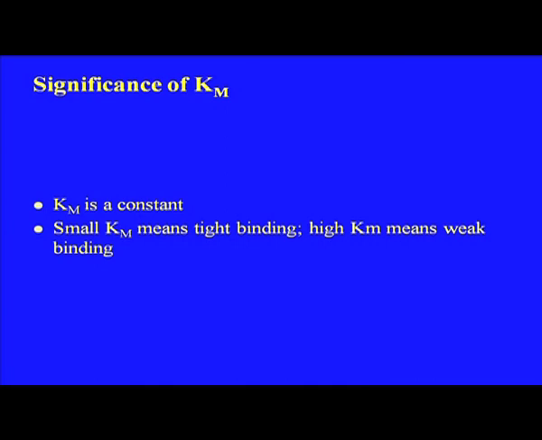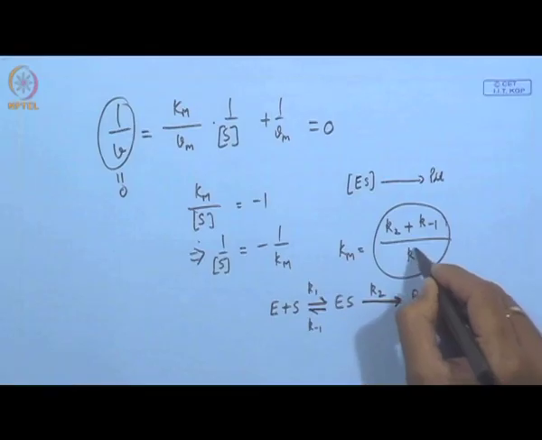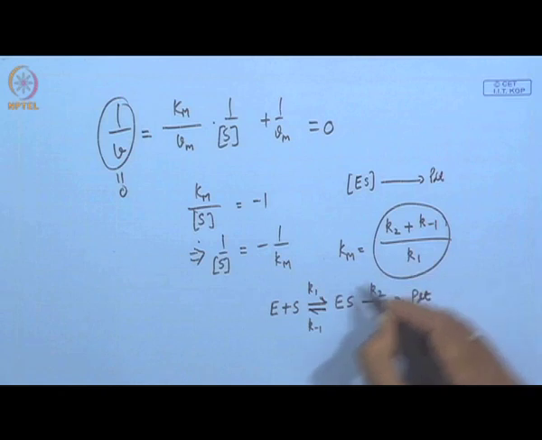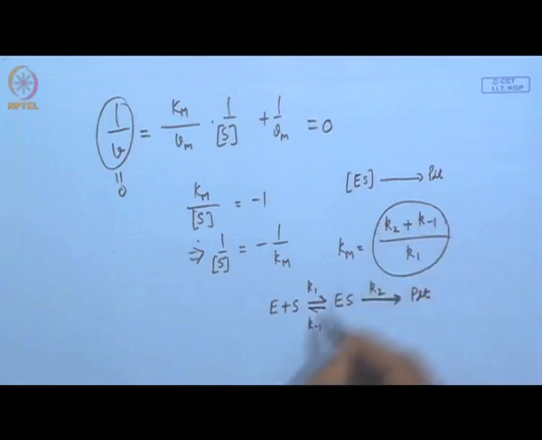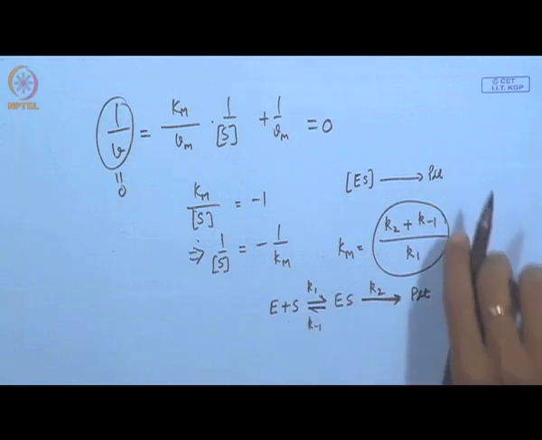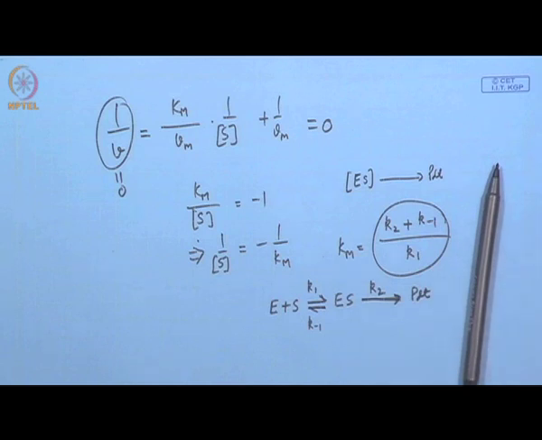Why? Km is high means this is high, this is low. This is low means this step is slow. And this is high means this step is fast, and that step may be fast. If that happens, it will easily dissociate to give you E plus S, or maybe it will very fast go to the product side.